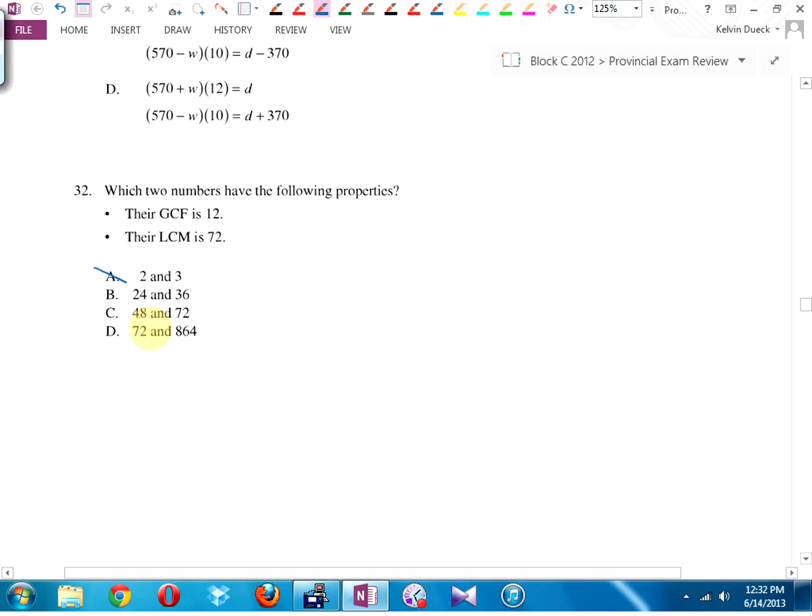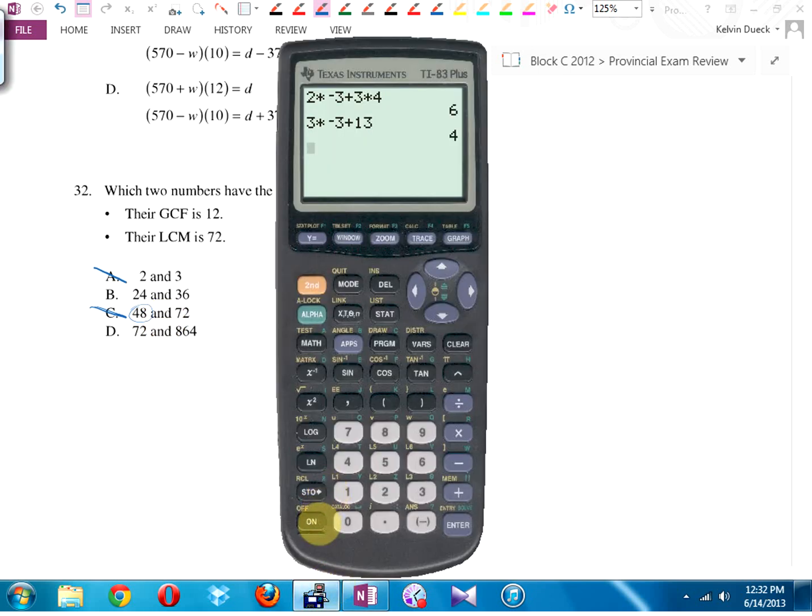Number C. You know what? C doesn't work because 72 is not the least common multiple of 48. 48 doesn't go into 72. D, 72 and 864. I'm willing to bet there's a bigger factor that goes into 864. I'm willing to bet that 864 works with like a 24. Yeah, there we go, 24 and a 36.